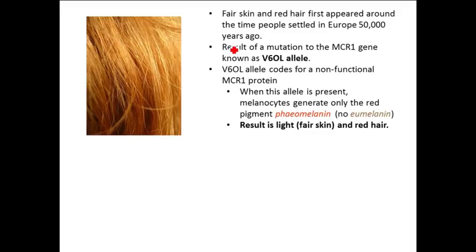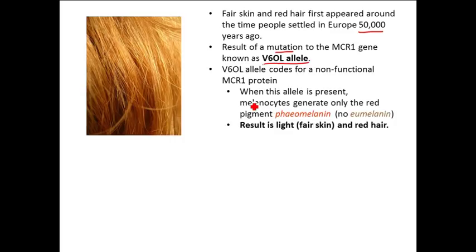Okay, so let's look at what's happening first. So fair skin and red hair first appeared around 50,000 years ago, and it results from a mutation to that MC1R gene. Okay, so it's a mutation to that gene that activates the production of eumelanin. Okay, and this mutation is known as the V60L allele.